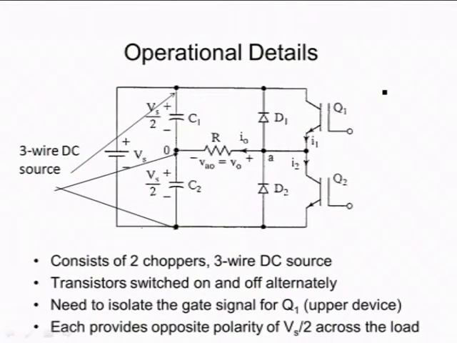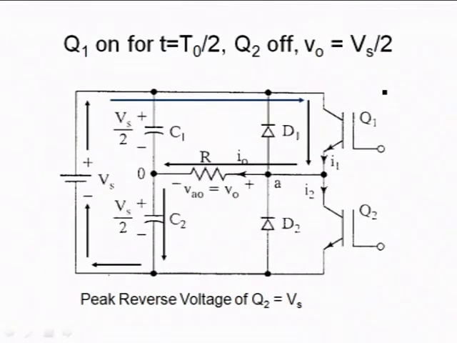These are the operation details of the single phase half bridge inverter. As I already told, it is a 3-wire DC source, 1, 2, 3. We have voltage source Vs. This is where we connect a load. Here the transistors are switched on and off alternately. Each provides opposite polarity of Vs across the load. So, let us see the operation of the single phase half bridge inverter.